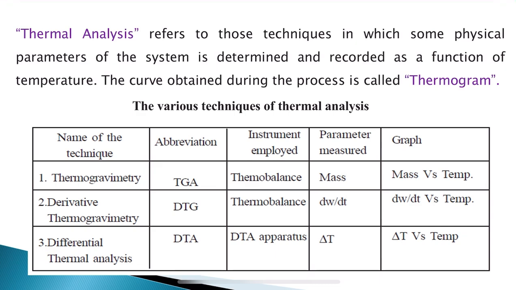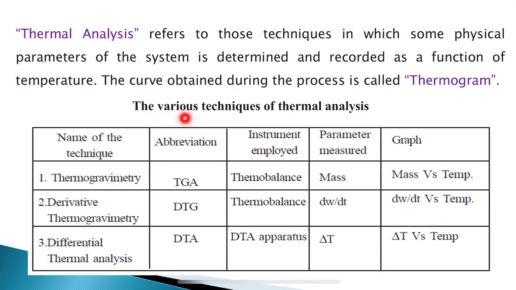So, what are those techniques? We will see here: thermogravimetry, derivative thermogravimetry, and differential thermal analysis. So, these are the different types of techniques which we are going to use in thermal analysis. By using these techniques, we are going to find out some physical parameters of the system which are recorded as a function of temperature. Okay. And the curve which is obtained during the process is called a thermogram. Okay. So, this is about the introduction part of thermal methods of analysis.